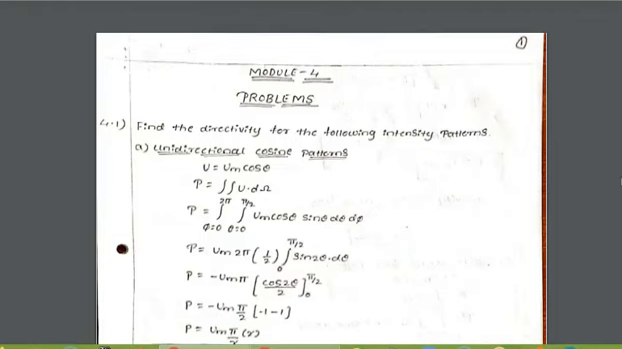The first problem: find the directivity for the following intensity pattern. In this first problem, we have taken 4 intensity patterns. The first pattern which we have taken is the unidirectional cosine pattern. So how exactly does this unidirectional cosine pattern have to be solved?